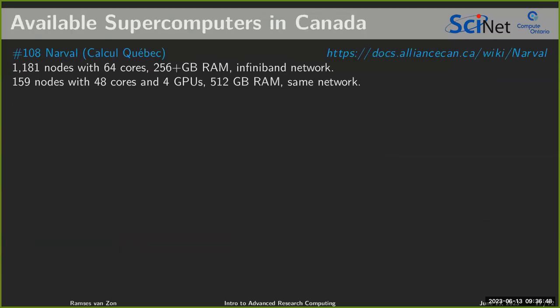So what do we have in Canada? Where are we in this list? Are we in this list? Yes, we are in this list. We're not in the first 100, but the top listing in this list is Narval, which is in Quebec, so in Montreal. And it's number 108. And here too, you see this mix of nodes with and without GPUs. They have a decent network, they have a decent RAM, they have a decent amount of cores per node. It's just smaller, really. There's only so much budget for Canada versus the US. You can imagine that.